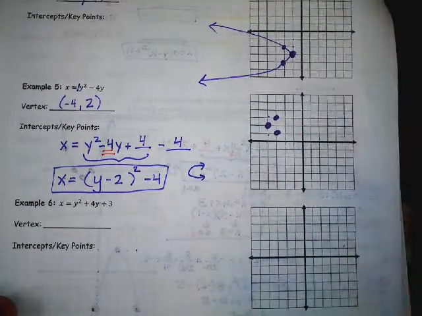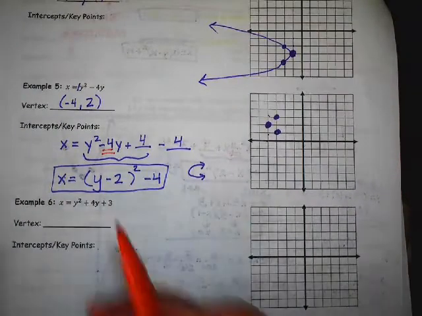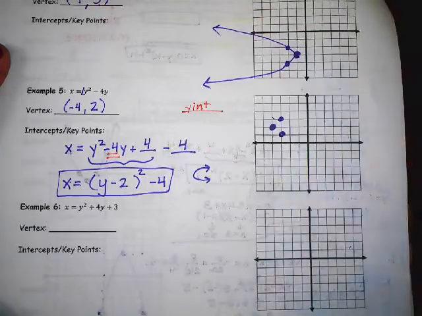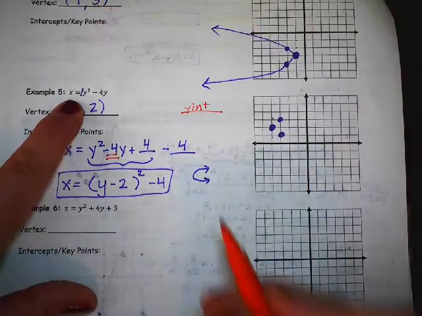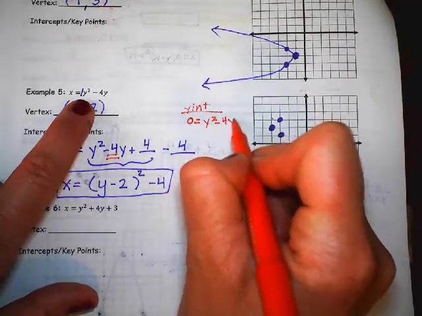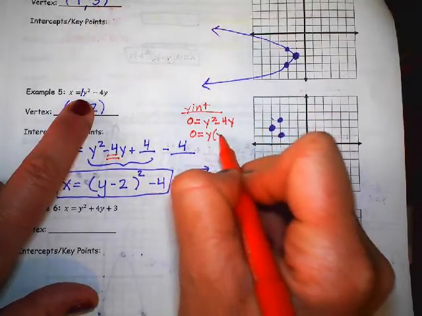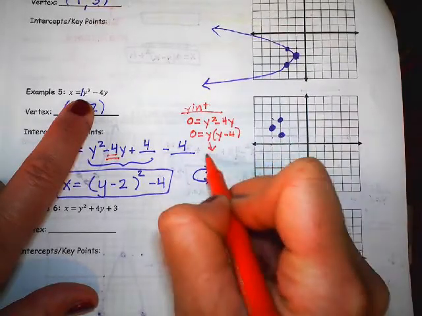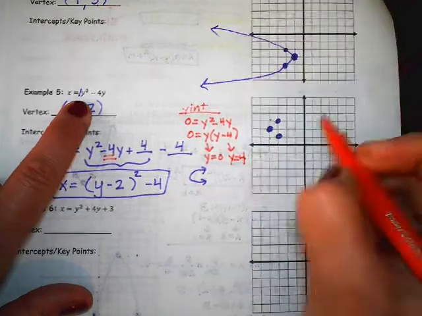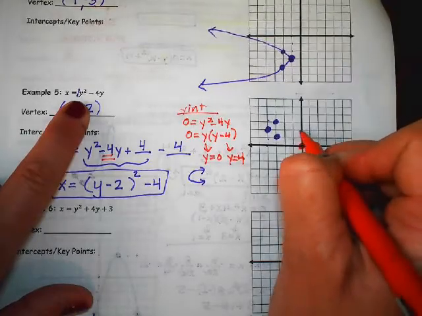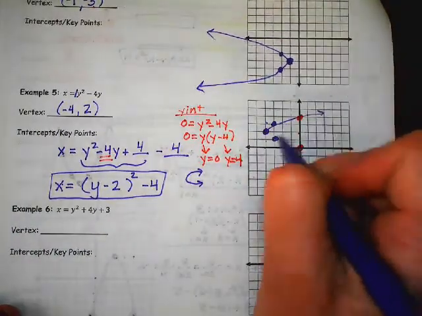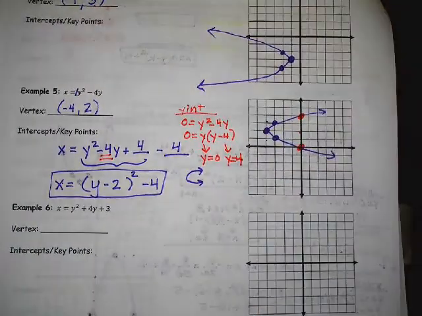If you wanted to have more points, if you wanted to be more specific with this, you could find your y-intercepts. So I could have gone from the beginning and put in 0 for x. And if I want to solve that, I could factor a y out. And I get y equals 0, and I get y equals 4. So 0 and 4. Again, you don't need all those points. You only need the vertex and two others.